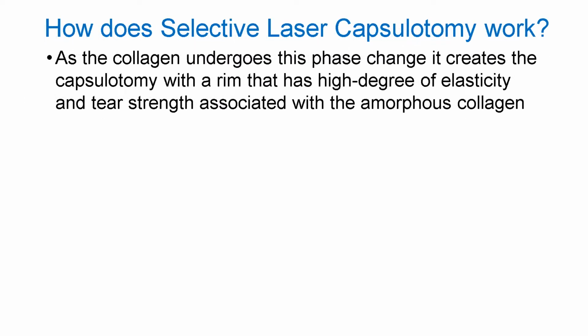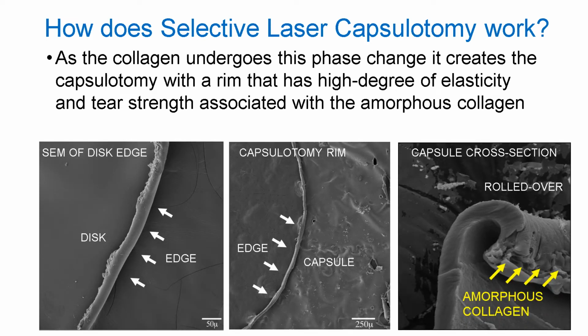As the collagen undergoes this phase change, it creates the capsulotomy with a rim that has a high degree of elasticity and tear strength associated with amorphous collagen. And here we can see some scanning electron microscopy examples. The edge is rolled, and you can see where we have cut through the edge on the right-hand picture that there is the amorphous collagen.